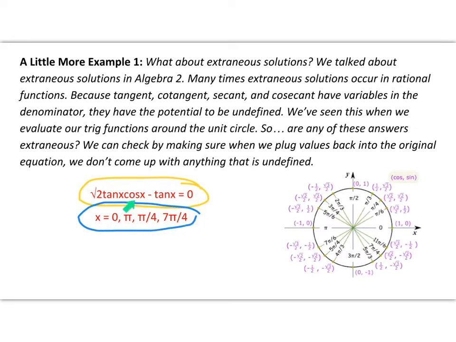When I look at the other trig function, and I need to make sure I check every trig function in the original formula, cosine is never undefined, right?